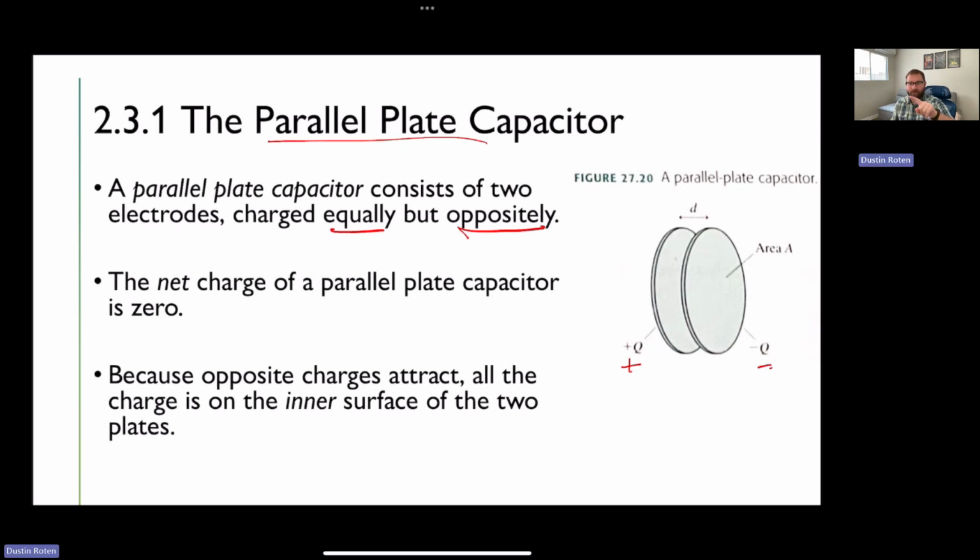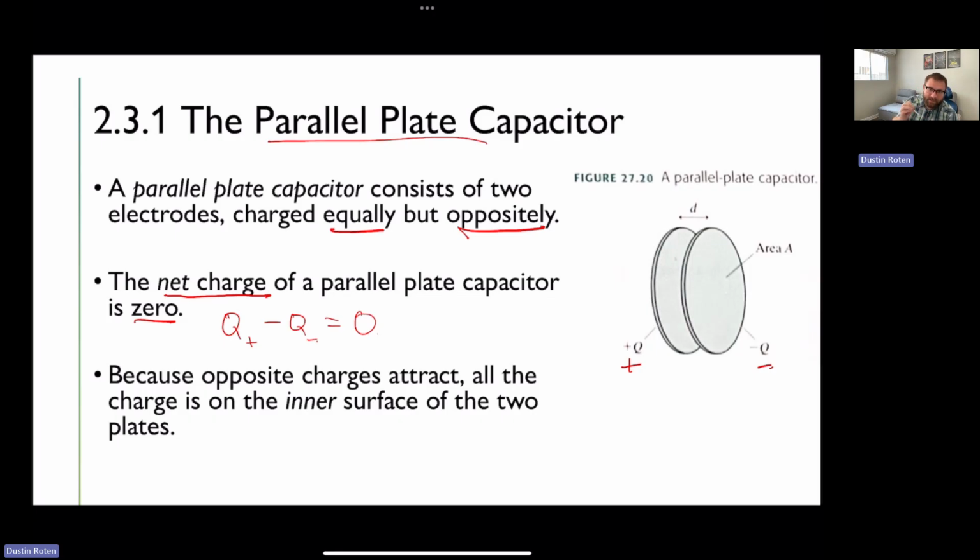That means if we were to sum up all the charges on a capacitor, the net charge is going to be zero, because while we have a positive Q, we also have that negative Q. So you're going to get those two canceling out.